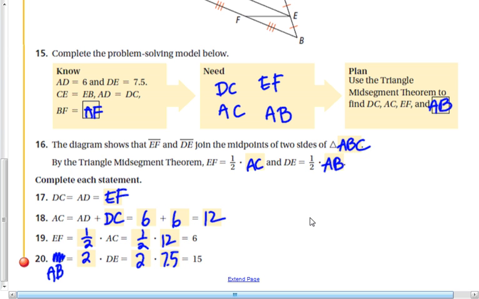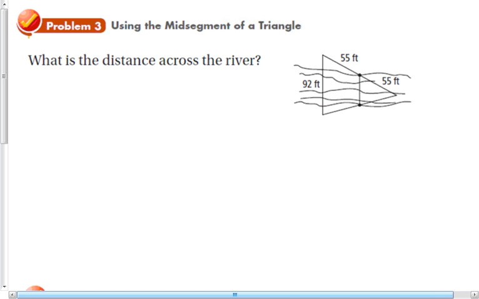Hope you caught this little error here. That should be AB, I believe. All right, using the midsegment of a triangle to solve a problem. We are given a triangle on a river here, and we can tell because those are both 55, those are congruent. We want to know the distance across the river.